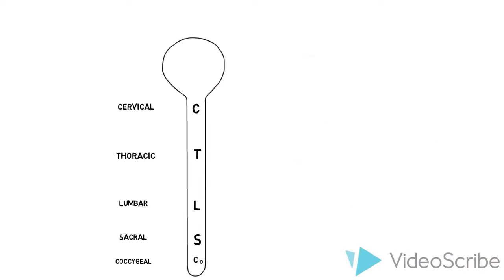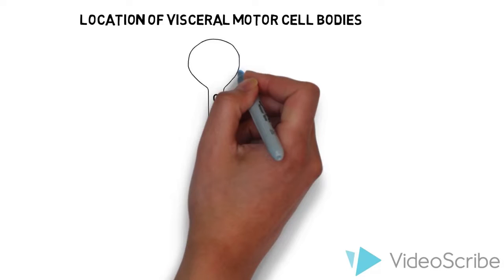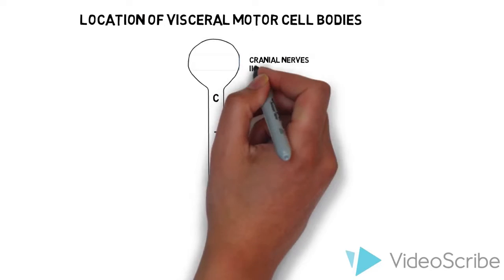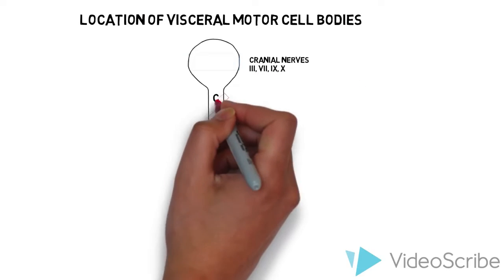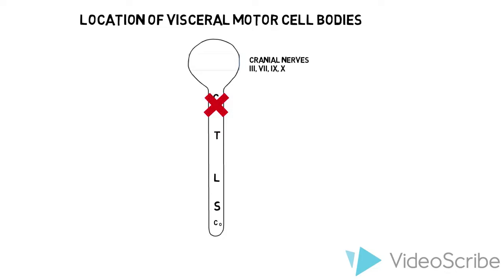Visceral motor cell bodies occur in only 3 areas of the central nervous system. One is a small area of the brain associated with cranial nerves 3, 7, 9, and 10. No visceral motor nerves are found associated with or emerging from the cervical area.